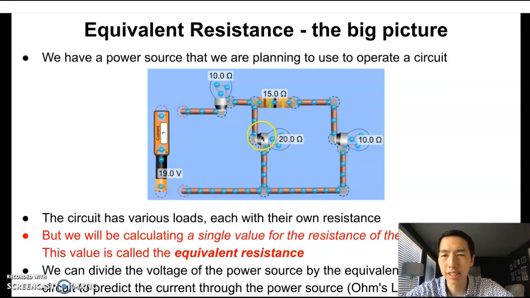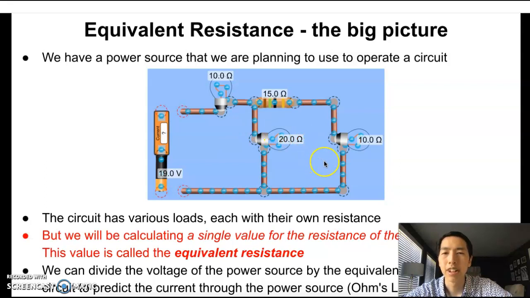But the question is, when I connect this entire circuit to this 19-volt battery, what's the current going to be? Okay, so I've got an ammeter here. Right now it's a question mark. It's going to measure the current that's flowing through the battery. Another way of asking that question is, how much resistance is this 19-volt battery going to face when this entire circuit is connected?